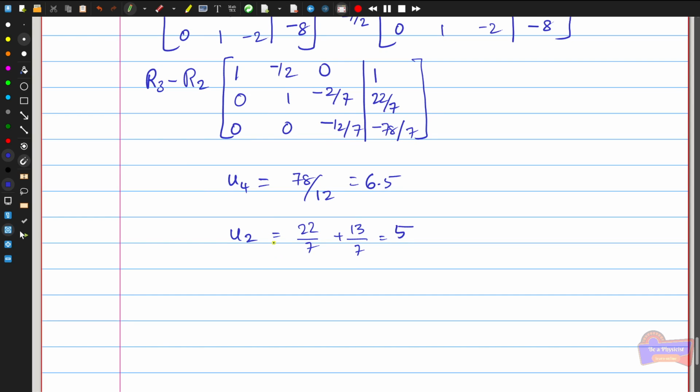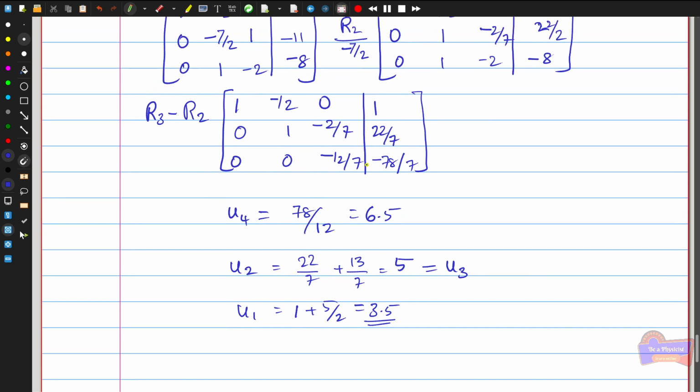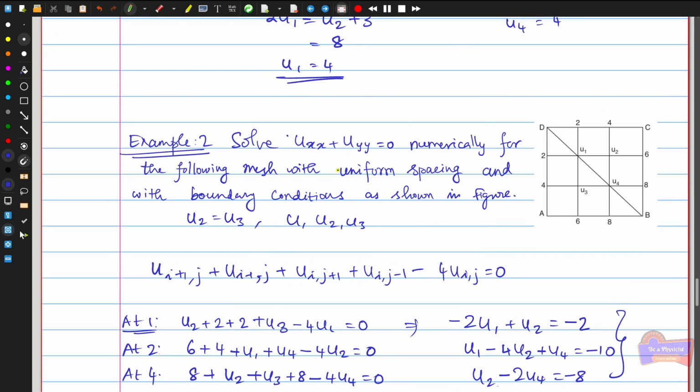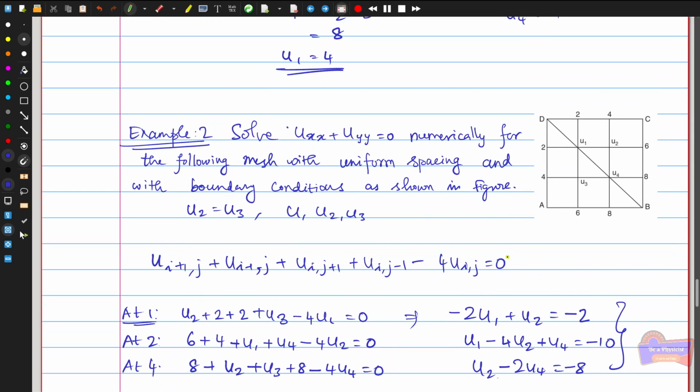Now substituting this into the first equation, you will get u1 is equal to 1 plus 5 divided by 2, which is equal to 3.5. So now we have found the values of u1, u2 and u4. The value of u3 is also equal to 5, so that you can find the values of all the mesh points u1, u2, u3 and u4 for the given problem. In this similar way, you can solve all the Laplace equations using this 5-point formula.